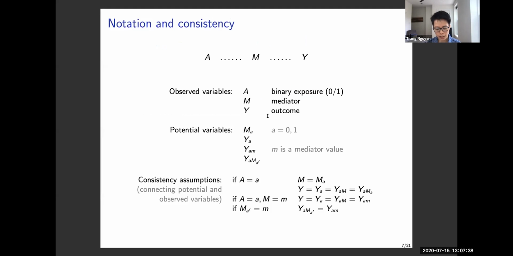And for mediation analysis, we also use Y(a, m), the potential outcome when exposure was set to little a and mediator was set to little m, and also the nested potential outcome Y(a, M(a')), where exposure was set to condition A and mediator was set to the potential mediator value under condition A prime. We invoke a bunch of consistency assumptions which connect potential variables to observed variables and also connect among different types of potential variables.